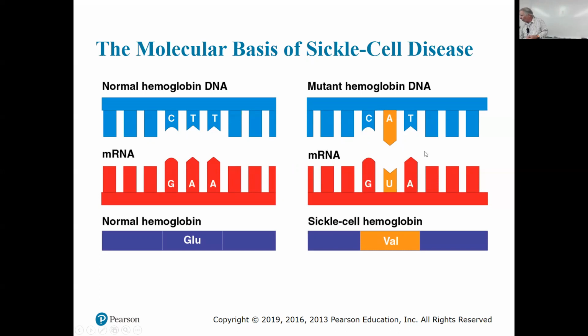Well, the corresponding codon in mRNA is GUA. What does that code for? Valine, not glutamic acid. It's a different amino acid. And in this case, it's a serious error because glutamic acid is a polar amino acid. Valine is a non-polar amino acid. It's quite a different type of amino acid. So it causes the sickle cell hemoglobin. It causes the hemoglobin to become sickle shaped in a low oxygen environment.